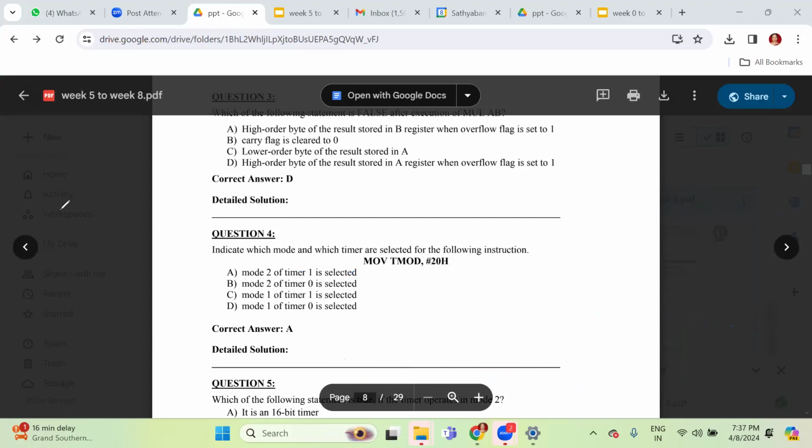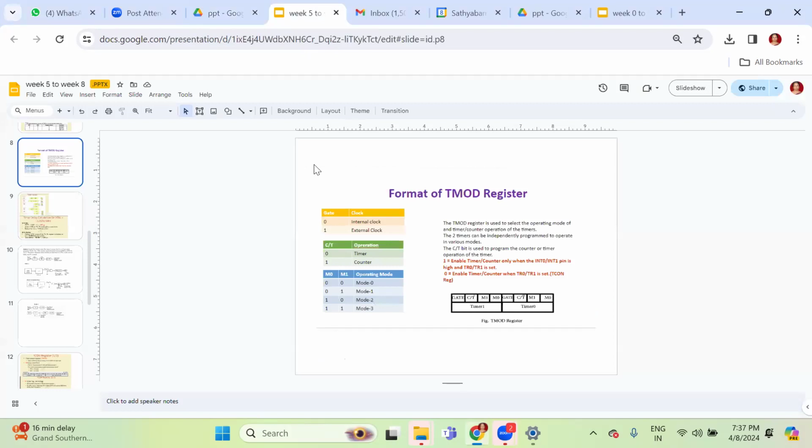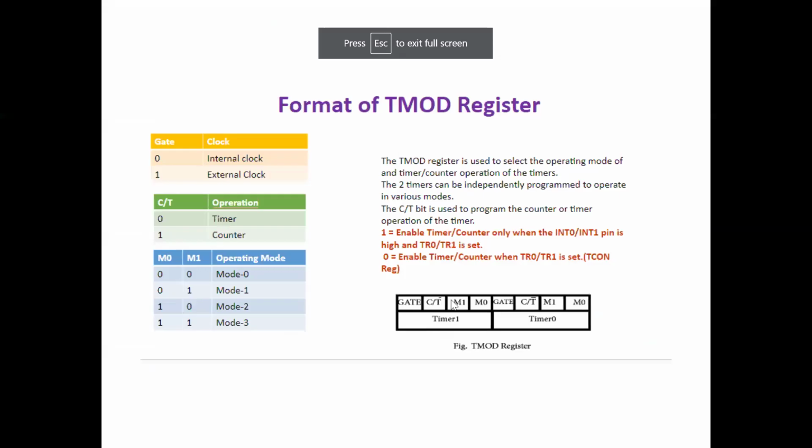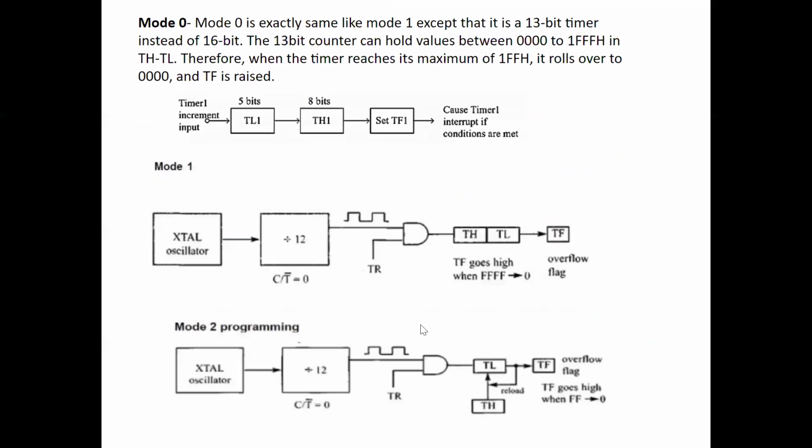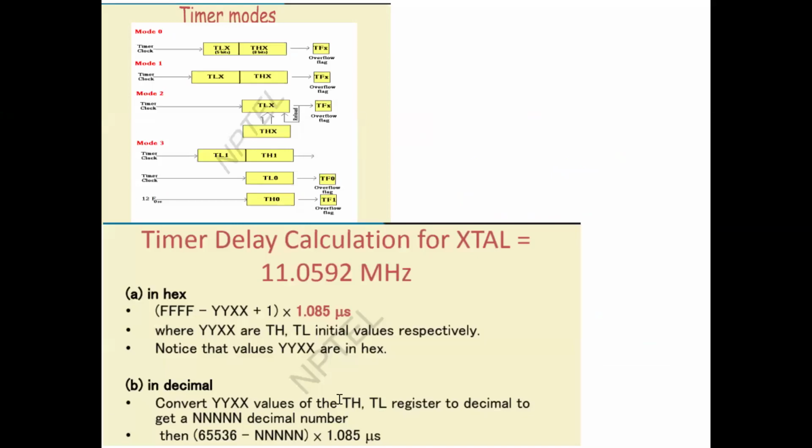Ma'am, 10 is what? 10 is 0, mode is 3. 20H, mode to 20H, you see, I have to put for 20: 0, 0, 1, 0. Can you see here? 0, 0, 0, 0, 1, 0. The remaining here all are 0. 1, 0, it is in what mode? Mode 2. Which timer will be there? Timer 1. So timer 1, mode 2 is selected. Okay.